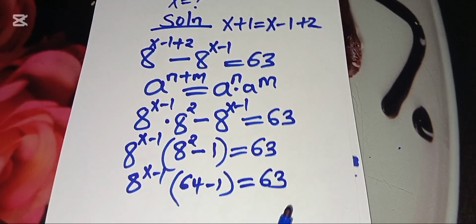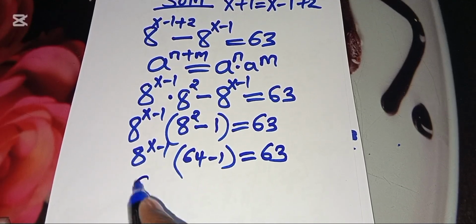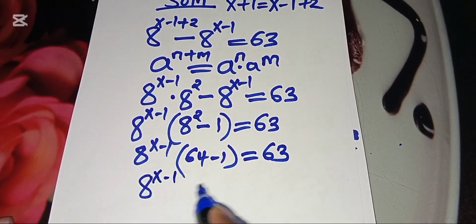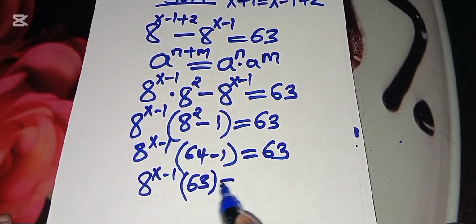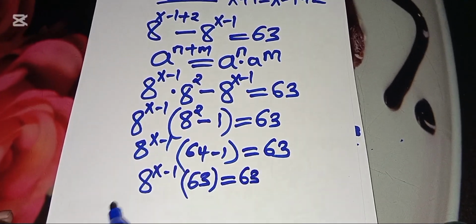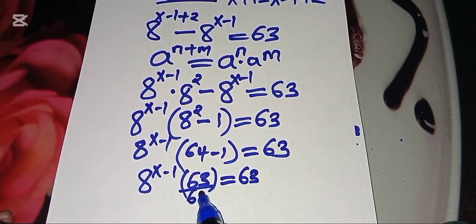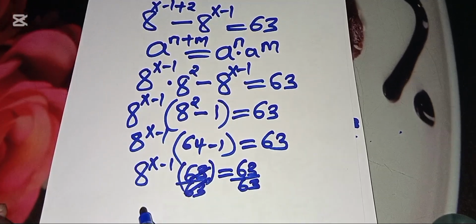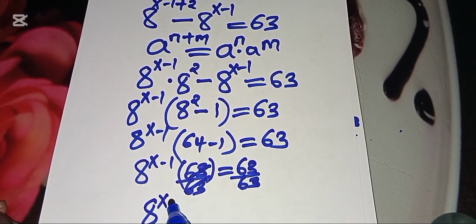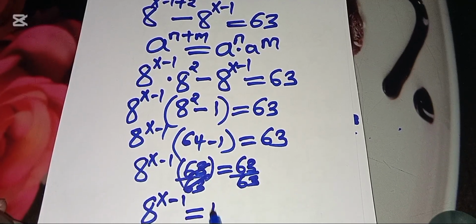Now from there, we will have 8 raised to power x minus 1 multiplied by 63. This is equal to 63. We divide both sides by 63. So that we're going to have 8 raised to power x minus 1. This is equal to 1.